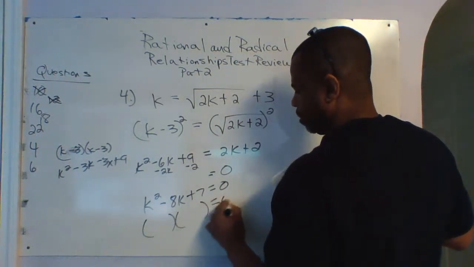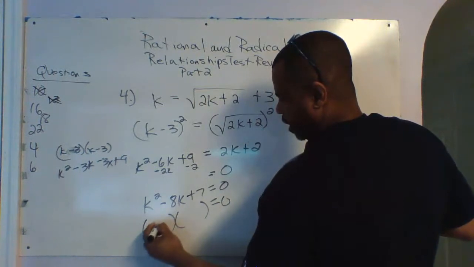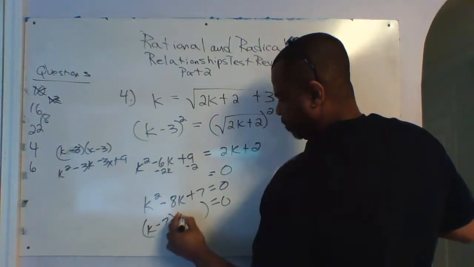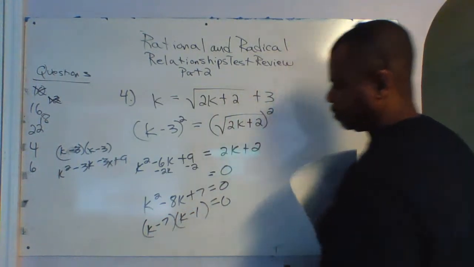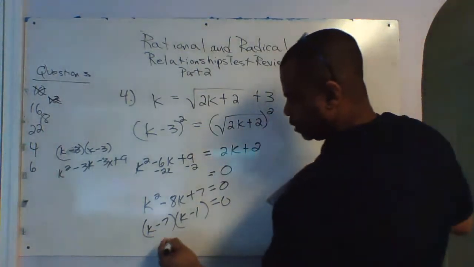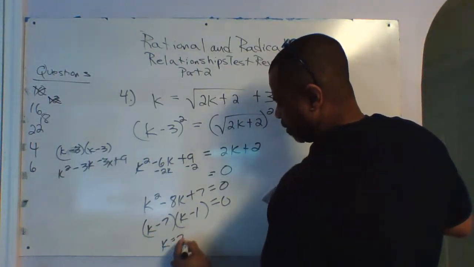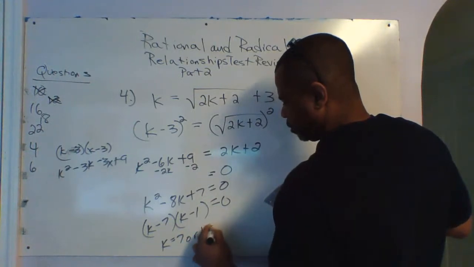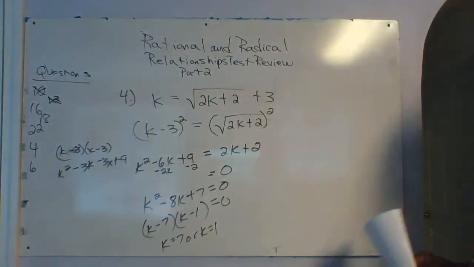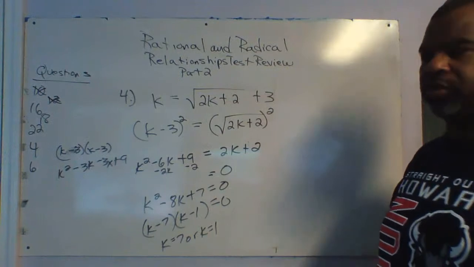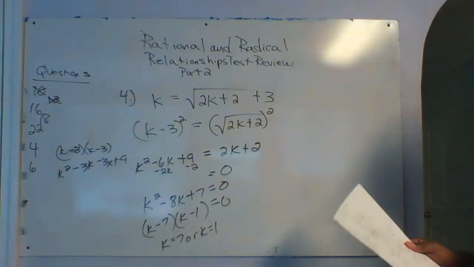Now we have to factor. Remember, factoring is extremely important. So we have k minus what? 7, k minus 1. So we have k is equal to 7 or k is equal to 1. We will not know if these are extraneous solutions until we go back and plug into the original equation.